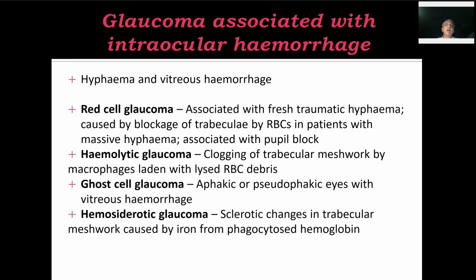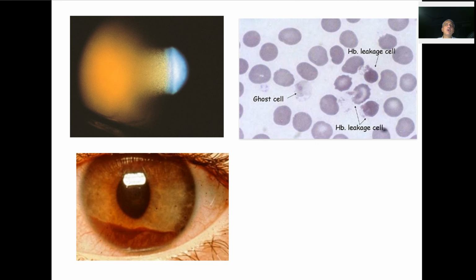So hyphema is an entity where, when you're faced with it, you have to be careful to check the pressure. Here you can see the ghost cells: the RBC leaks, the hemoglobin comes out, and this is the shell of the RBC left, which is the ghost cell. Here you can see on slit lamp examination these ghost cells floating in the anterior chamber. If they were RBCs, they'd look red, but these are typically khaki colored. And this is a patient with a hyphema. So if you see a patient with hyphema, you always check their intraocular pressure.